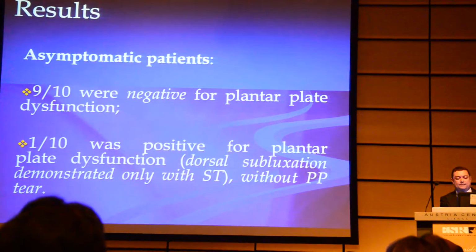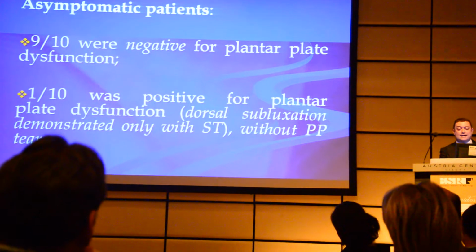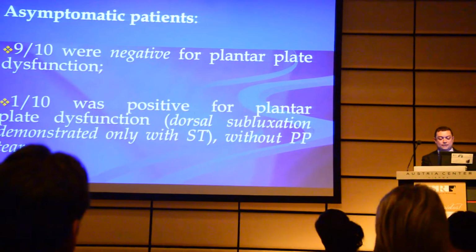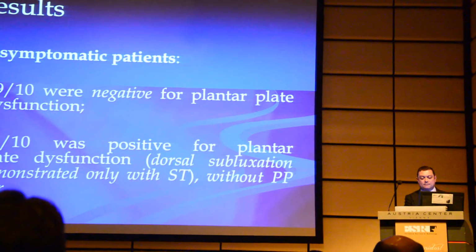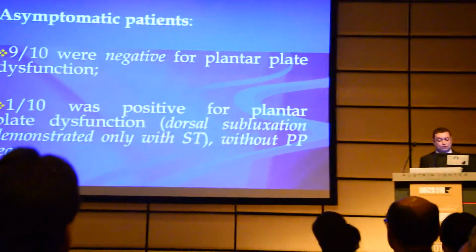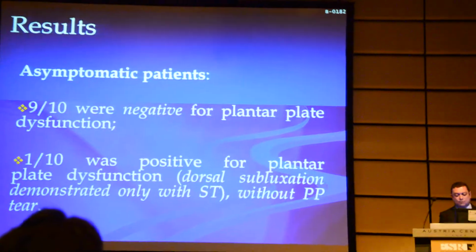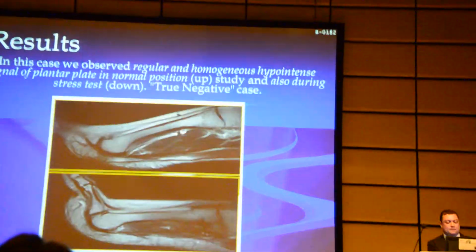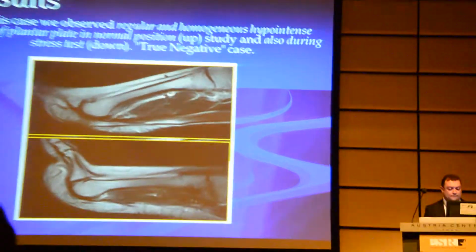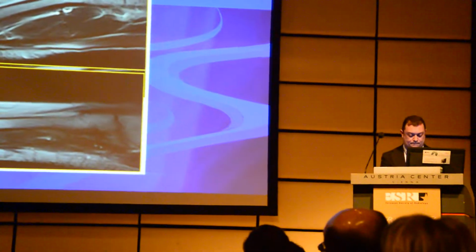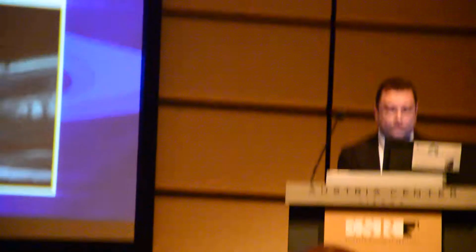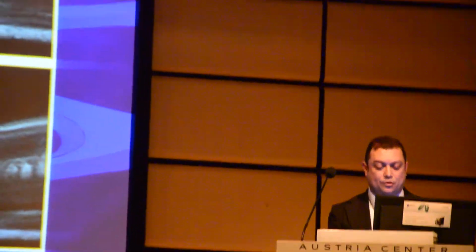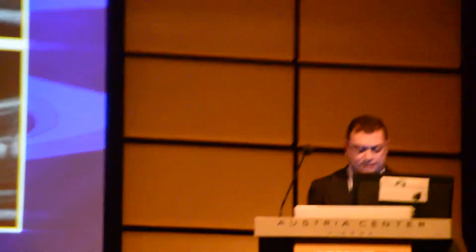Results, symptomatic patients: 9 patients were negative for PP dysfunction and 1 patient was positive for plantar plate dysfunction only by dorsal subluxation, demonstrated only with stress test, without plantar plate tear. Here you can see a normal plantar plate. And here you can see a dorsal subluxation of the proximal phalanx only on stress test.